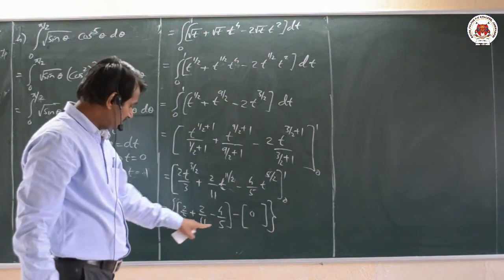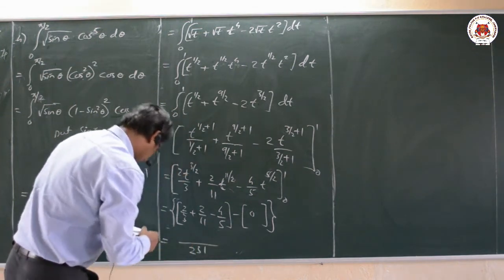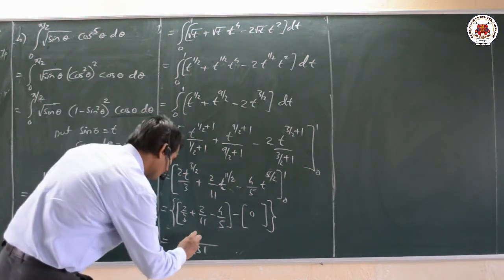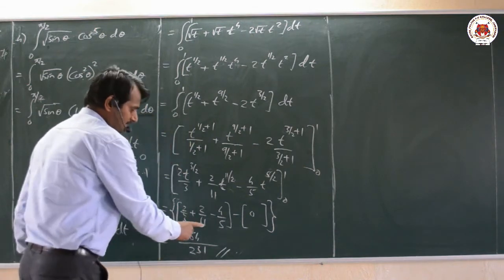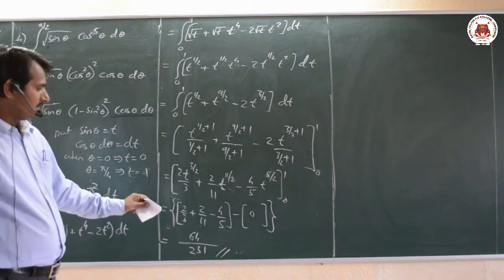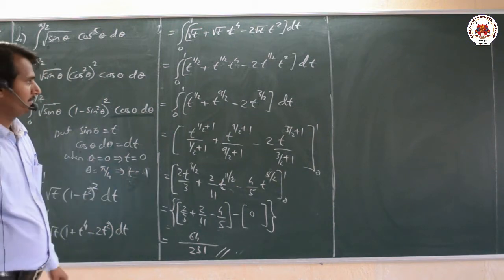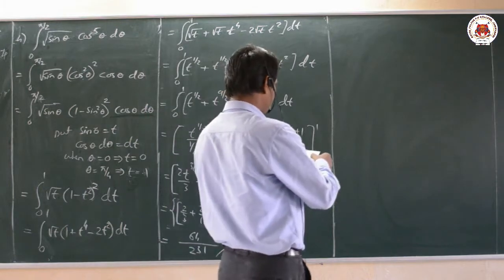Now substitute it by taking the LCM. The LCM will be 231 and the answer will be 64 here. 64 is the answer here. You can take the LCM and then you can find out the value here. It is a very, very simple and easy example. Okay, dear students, now let us start with the next one, that is the fifth example.